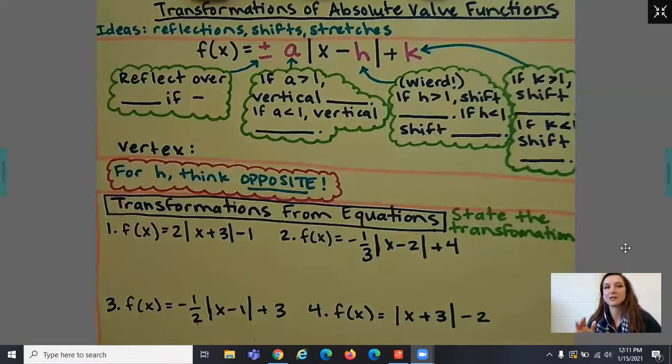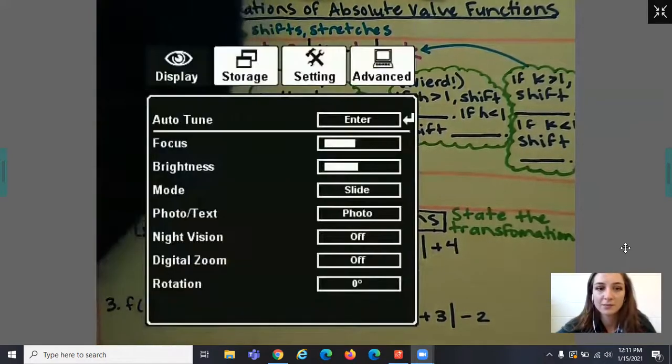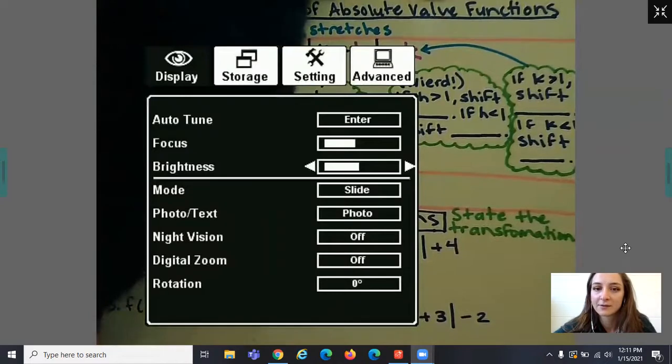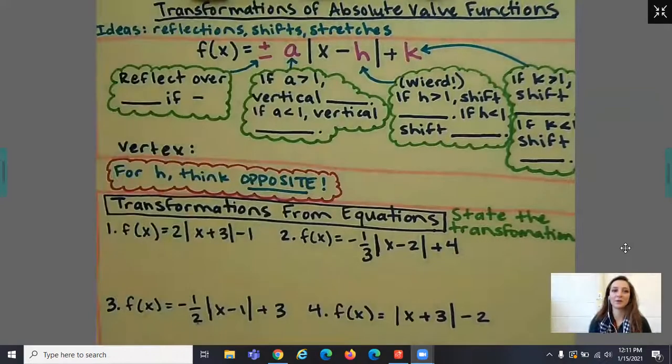So we're just going to be using this form to help us out with looking at the equations. So let me turn my brightness up real quick. Okay, there we go. So we're going to start with this form. This is actually the same form that we were using in the previous video to talk about the vertex and things like that. And that actually is directly correlated to the transformations of the absolute value functions.